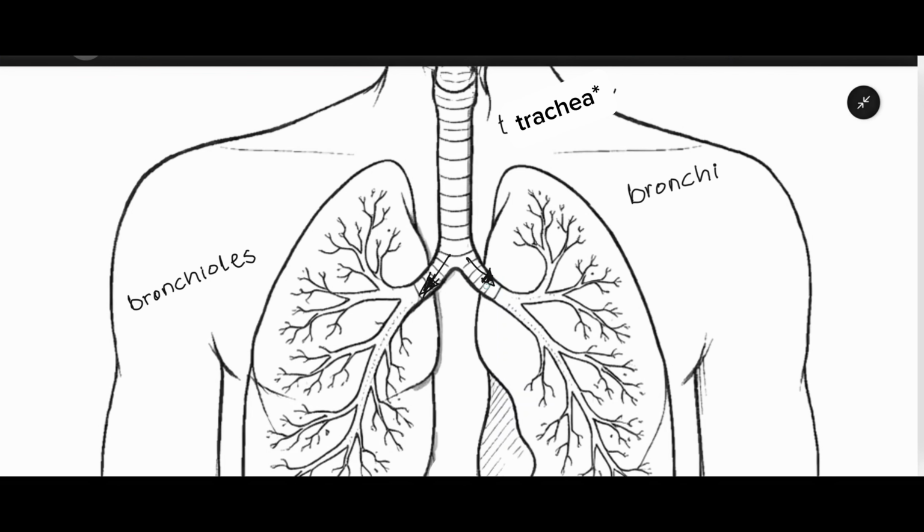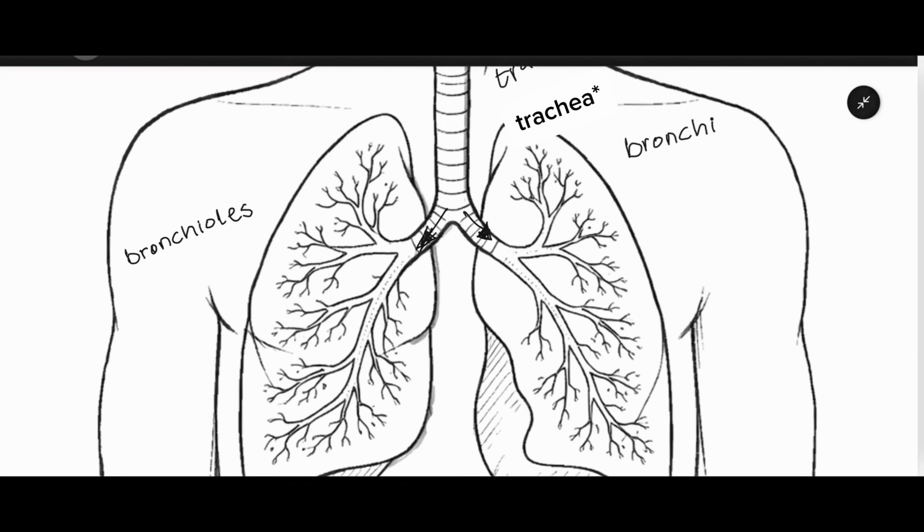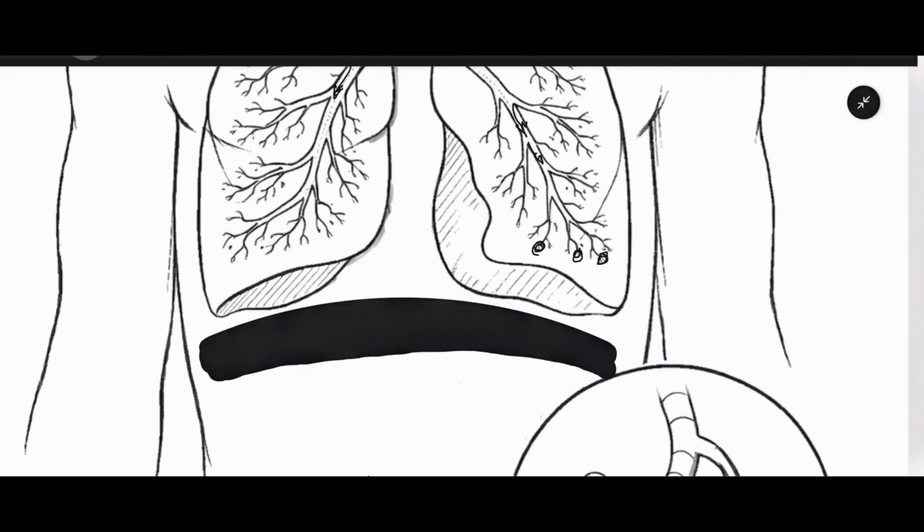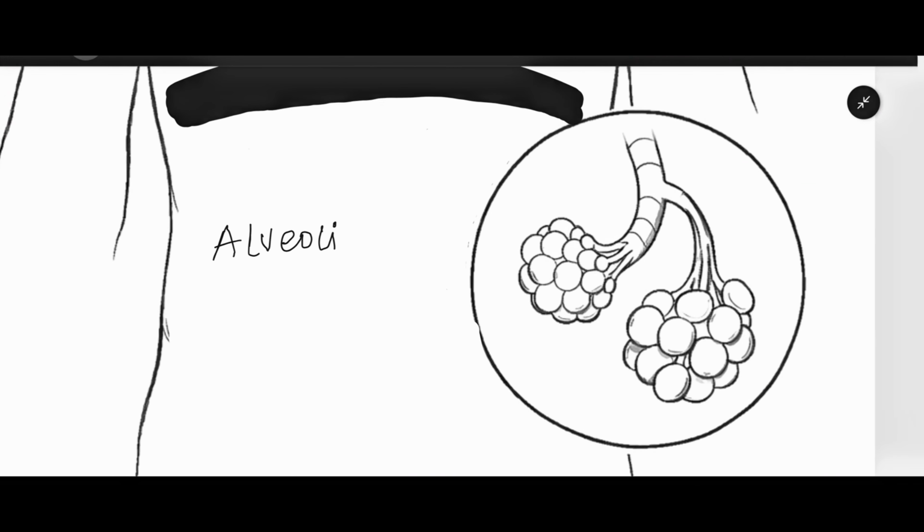This is one bronchus, this is the second bronchus, and both of them are your bronchi. And then it goes into the bronchioles, which are these smaller airways. Those are your bronchioles, the smaller airways. And then finally it gets to the alveoli. Alveoli are little structures at the end of the bronchioles where gaseous exchange occurs.